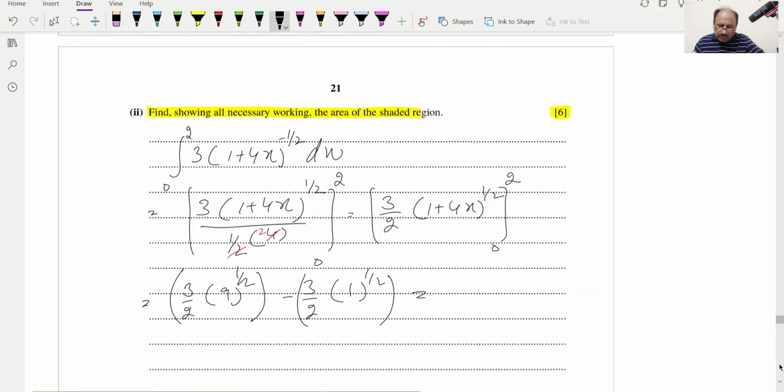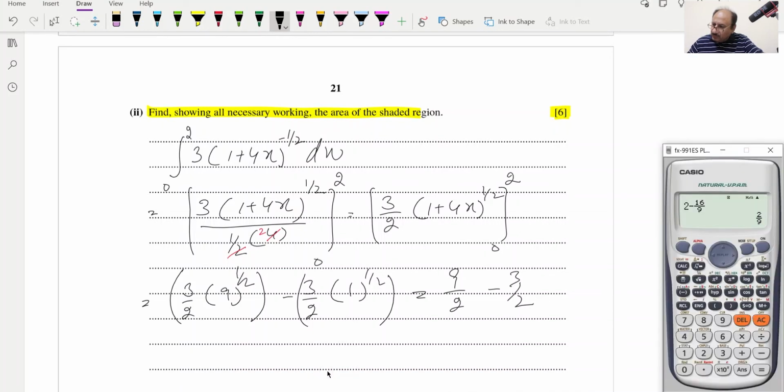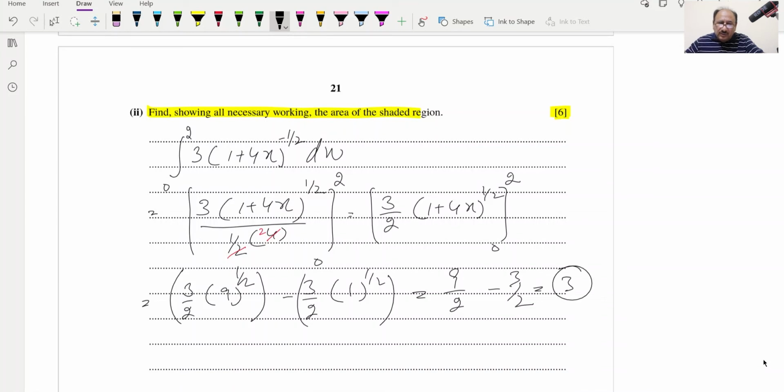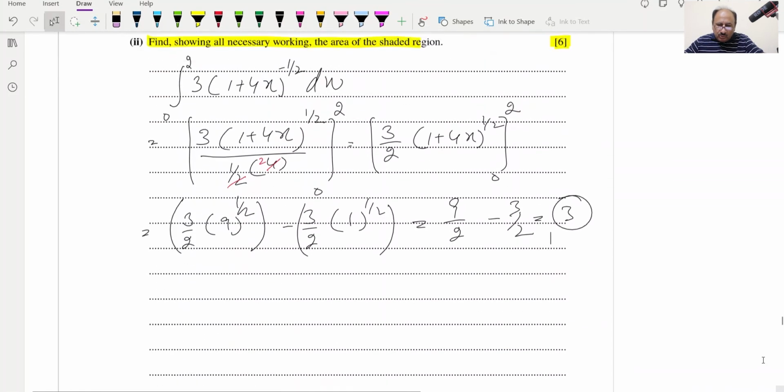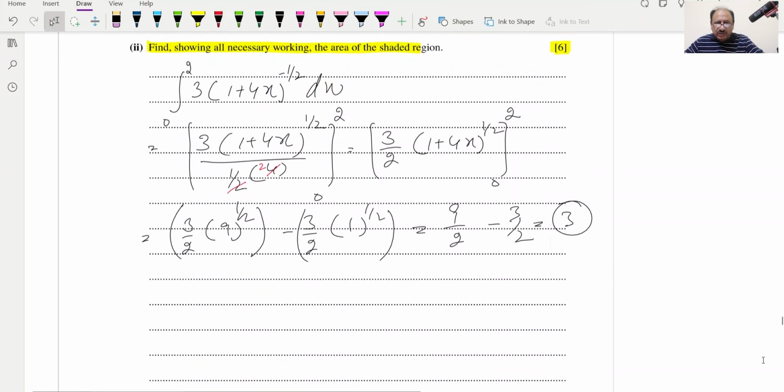Now we can simplify. This will be equal to 3 by 2 multiplied by 3, which is 9 by 2, and minus 3 by 2. So 9 over 2 minus 3 over 2 will be equal to 3. Now the total shaded area under the curve is 3.